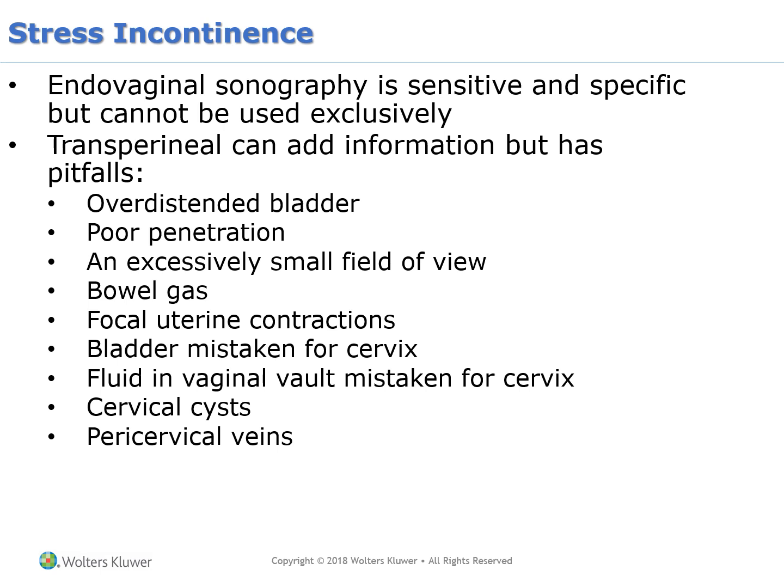Issues that would affect transperineal would be an overdistended bladder where we couldn't get the penetration to evaluate it completely, an excessively small field of view, bowel gas in the region, focal uterine contractions, bladder mistaken for cervix. I don't know, that's a bit of a stretch, I think. Hopefully you wouldn't do that. Fluid in the vaginal vault mistaken for a cervix, cervical cysts, and pericervical veins. Some of those could throw you off on what you're looking at. I think you guys are better than that for most of these. Both endovaginal and transperineal would be adequate approaches to assess that bladder.